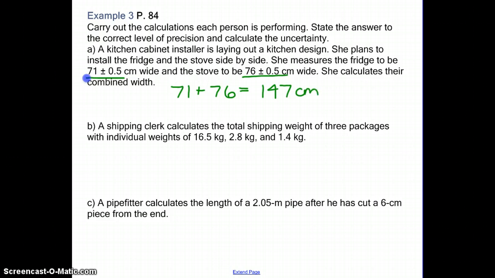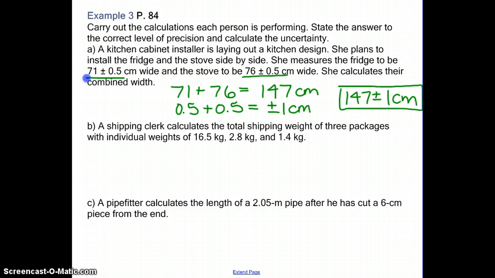Then we also have to add together their uncertainties. So 0.5 centimeters plus 0.5 centimeters equals plus or minus 1 centimeter. So if I want to write that out as my final answer, I would write 147 plus or minus 1 centimeter would be the width of these two combined.